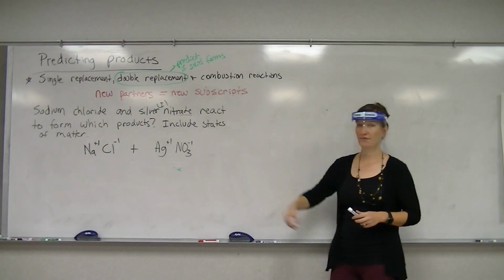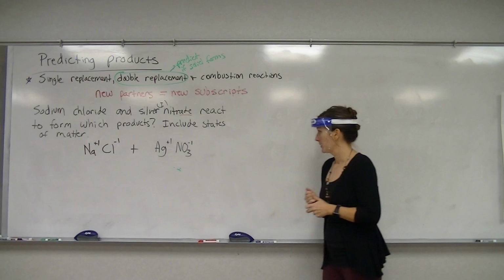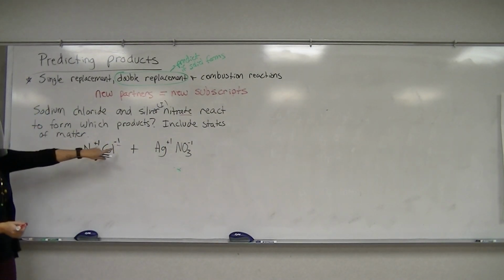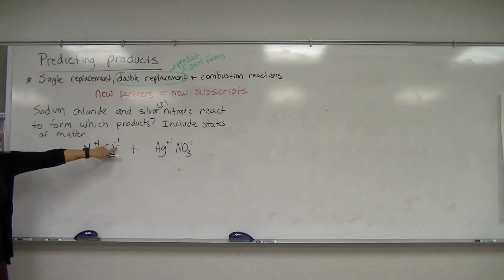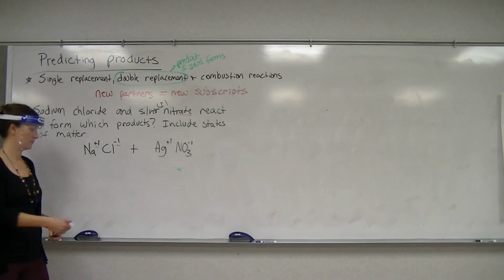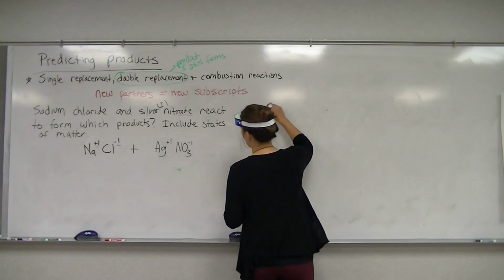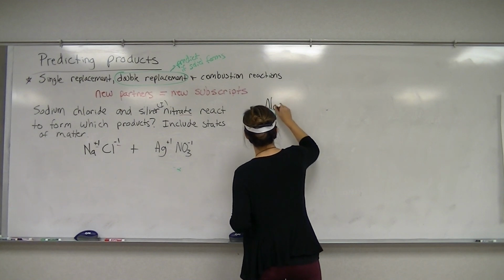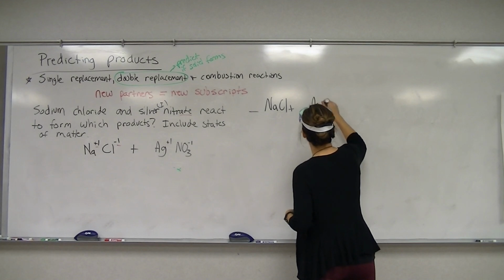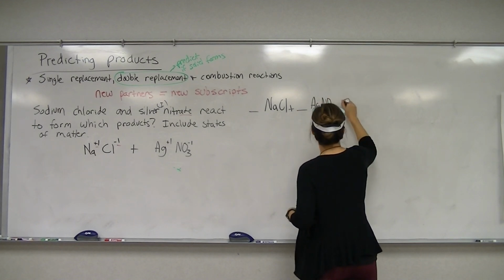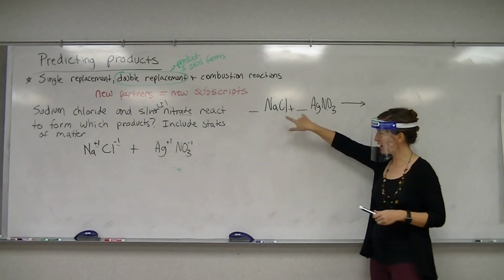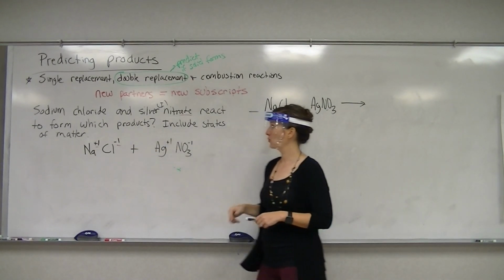So this is going to help us figure out what the reactants look like. We look at the charges to figure out what the subscripts are going to be. For NaCl, they cancel, so we just need one of each. Same thing for silver nitrate. +1, -1, neutral. So I'm going to write the reactants up here to give myself some more room. So I have NaCl reacting with AgNO3. So my reactants are now written down, and I can predict which products.